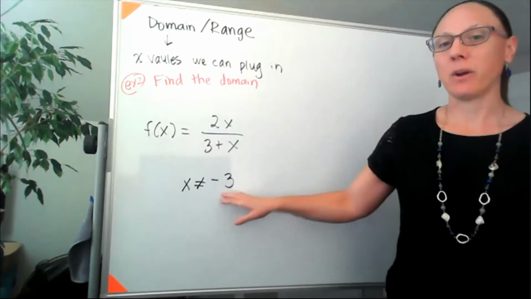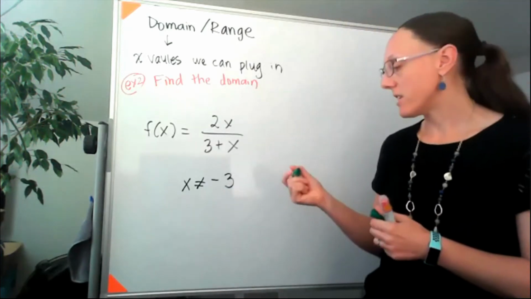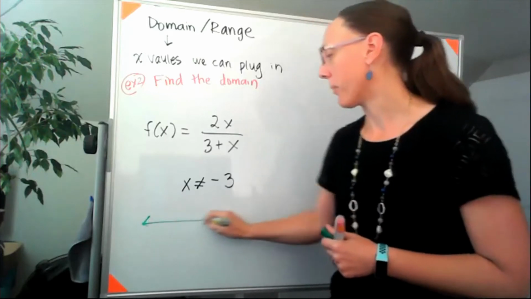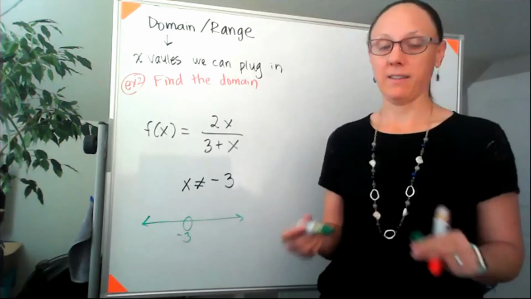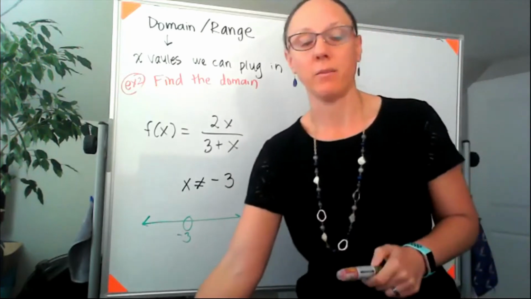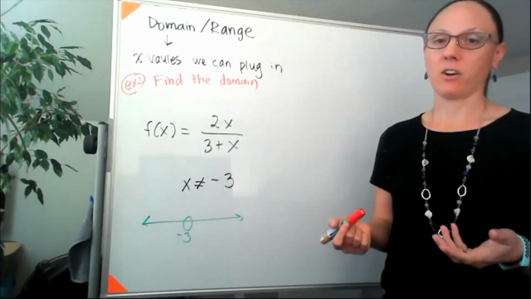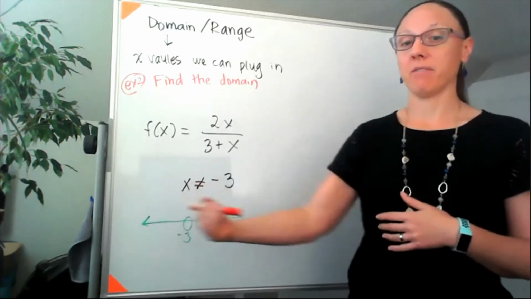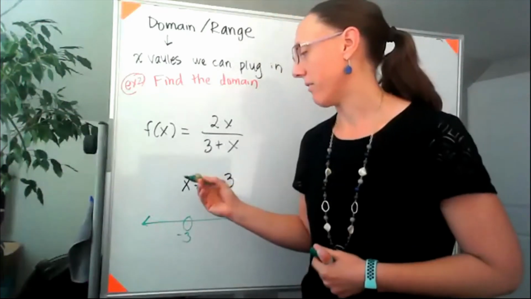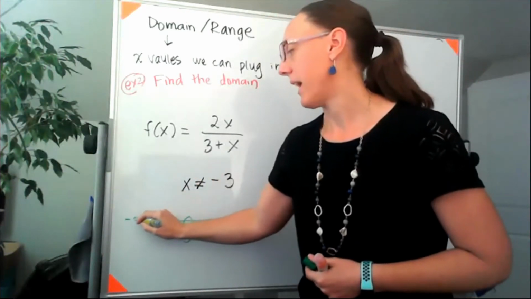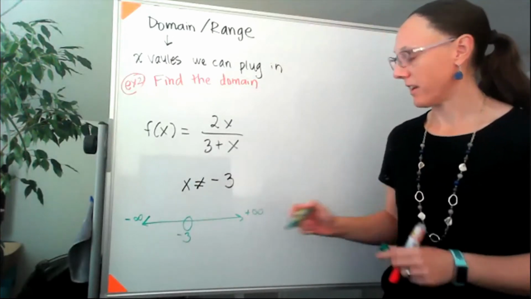So this is saying that I want all of the x values except -3. So if I were to think about that as a number line, or sort of punching a hole in this number line at -3. When we write our answers in interval notation, we're always going to move from left to right. So on the left-hand side of this number line, if I went out here forever, I'd have -infinity. If I came out this way, I'd have +infinity.